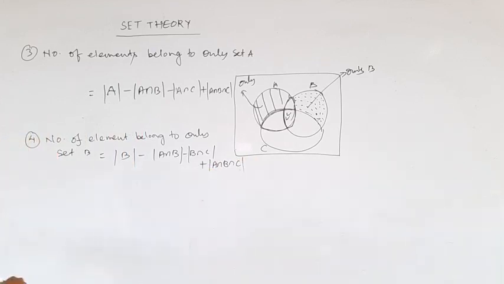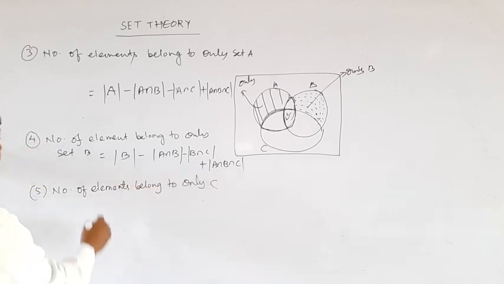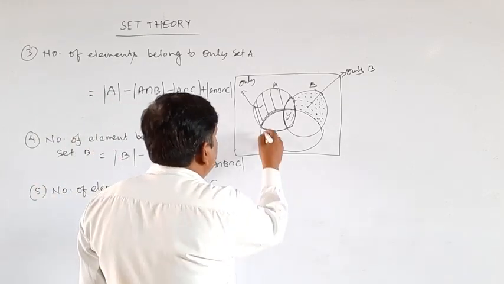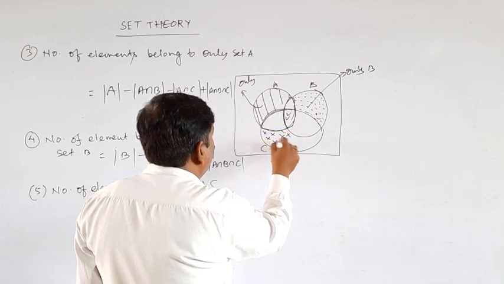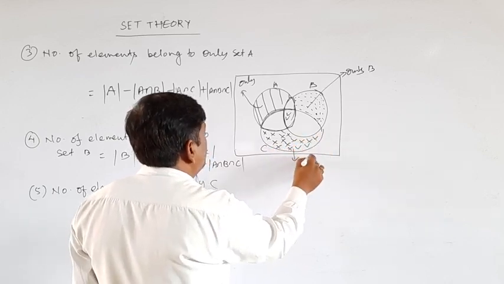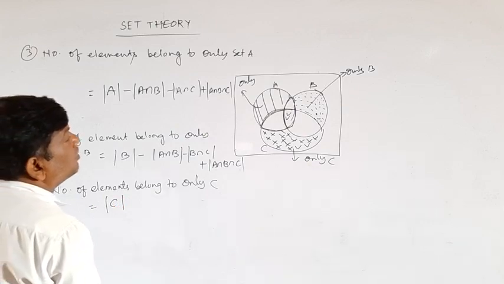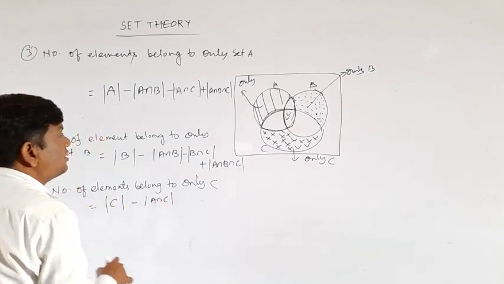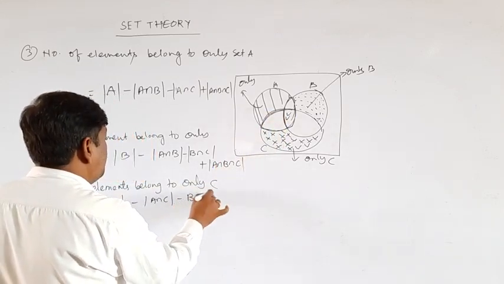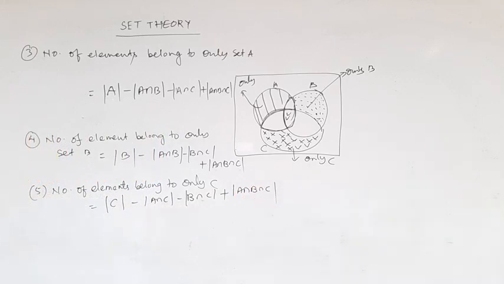Now the number of elements that belong to only C. This is equal to only C. This region is only C. So this can be written as cardinality of C minus A intersection C minus B intersection C. This portion is subtracted twice, so add A intersection B intersection C once. This is the number of elements that belong to only A, only B, only C.